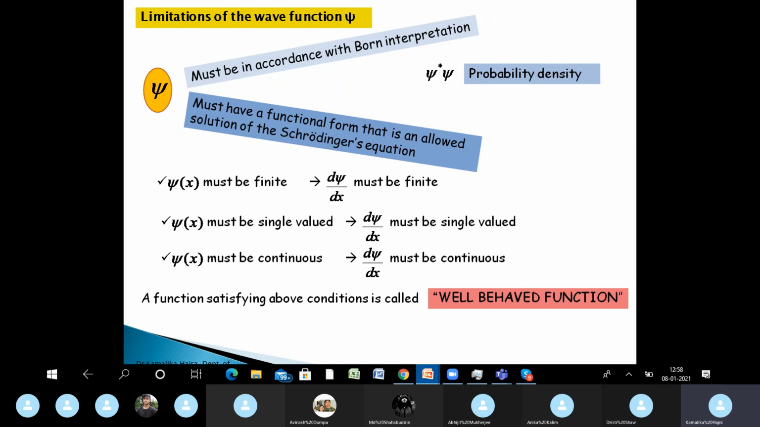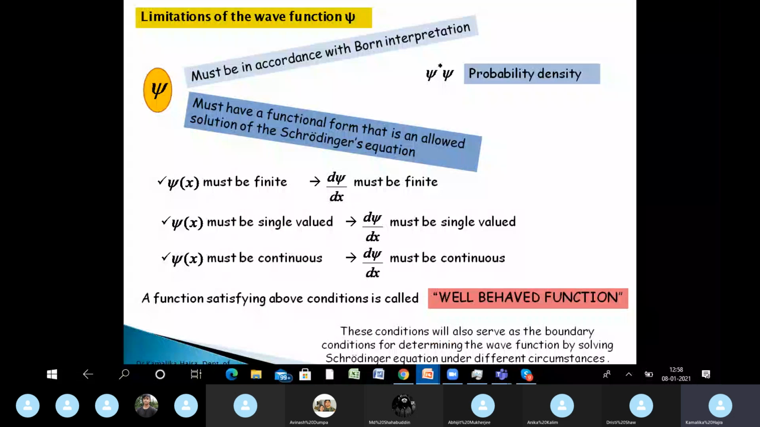That is, the function must be well behaved: finite, single valued, continuous. Three basic criteria. Psi and its first derivative must be finite, single valued, continuous. Okay? And as I told you, these conditions will serve as the boundary conditions for determining the wave function when we solve Schrodinger equation under different circumstances.